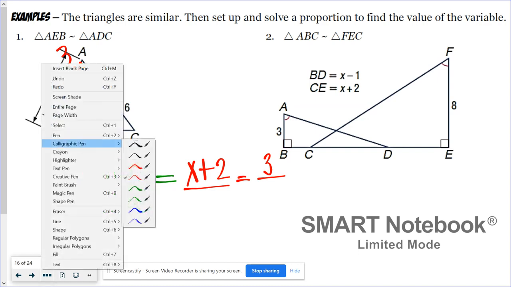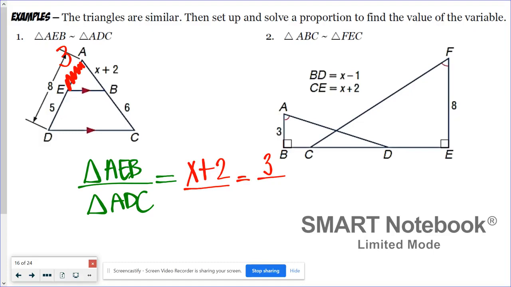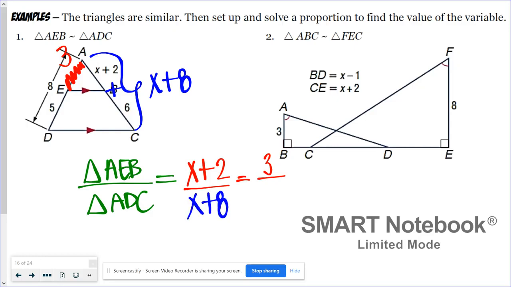So now underneath that, I want to write the corresponding sides of triangle ADC. So what corresponds to x plus 2? Okay, be careful here. Make sure you're using the whole side. I actually want to add these pieces together and get x plus 8 because that's the corresponding whole side of triangle ADC. And what about the other one? That one is indeed 8. So here's my proportion. Everything on top comes from triangle AEB, everything on the bottom from triangle ADC, and the two ratios represent corresponding sides.